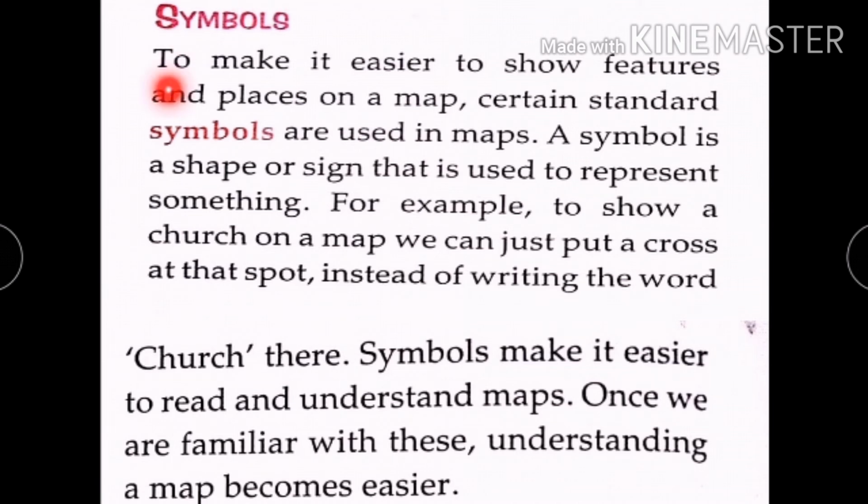Symbols. Again, it is one of the important elements of the map. To make it easier to show features and places on a map, certain standard symbols are used in maps. A symbol is a shape or sign that is used to represent something. For example, to show a church on a map, we can just put a cross at that spot instead of writing the word church there. Symbols make it easier to read and understand maps. Once we are familiar with these, understanding a map becomes easier.